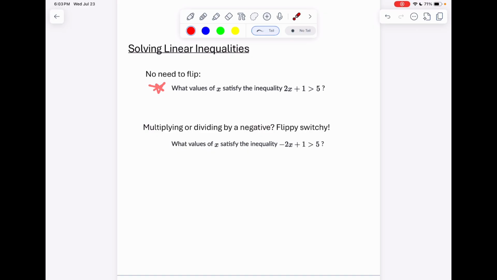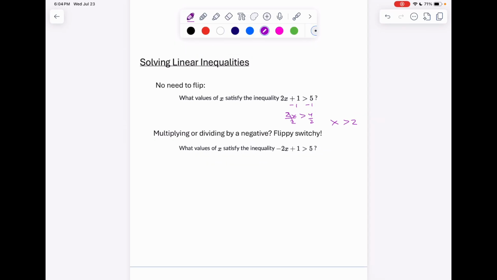What values of x satisfy this inequality, 2x plus 1 is greater than 5? The trick is to solve it just like a regular equality, but if you multiply or divide by a negative, you need to flip. Here we're not going to need to. We'll just subtract 1 from both sides. We'll get 2x is greater than 4. We'll divide both sides by 2, and we'll get x is greater than 2. Success! We're done.